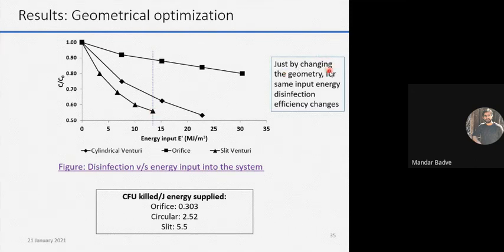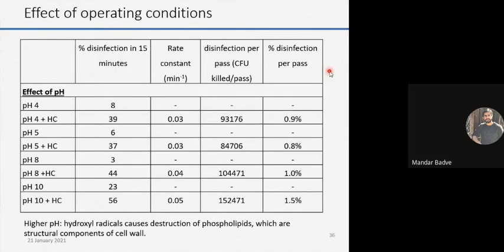So just by changing the geometry, for the same input energy, the disinfection efficiency changes. That was a major outcome of this study, right? Then we also did a combination of pH as well as cavitation.